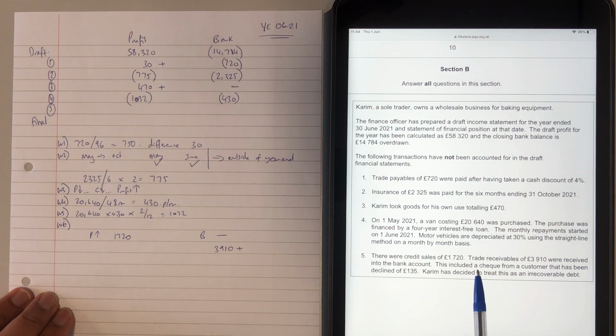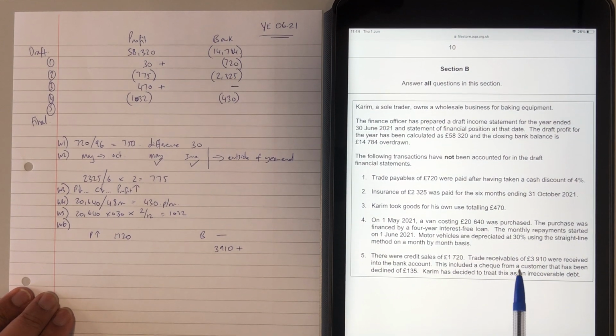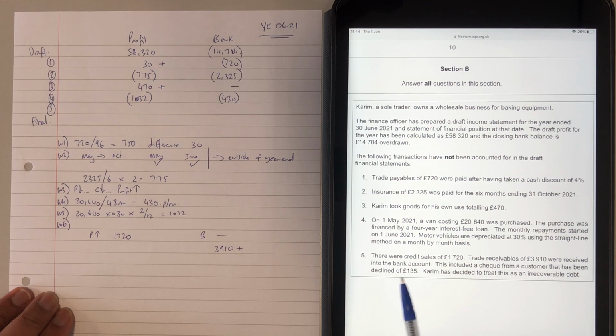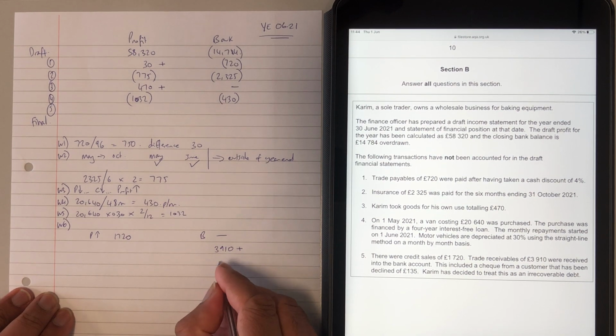This included a check. What included? This 3910 included a check from a customer that has been declined. So a customer's given us money, there it is, but then the check's been declined, so we have to take the check out.